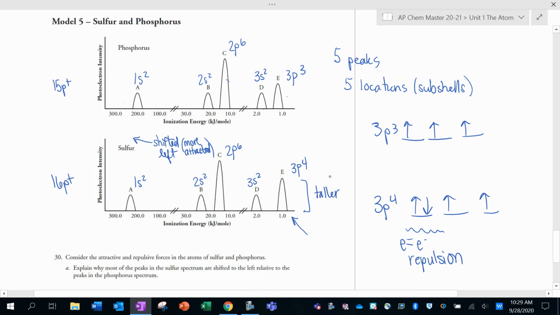And we will get more into this when we get into periodic trends, and we'll see there's a couple exceptions there, but this is just a little interesting one to point out, that peak E there.